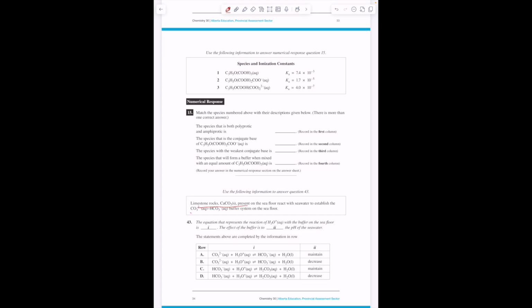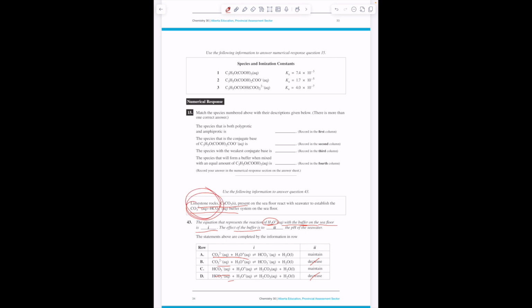Limestone rocks, buffer. We drop acid on that buffer. What's the reaction? Okay, so which reaction? Okay. The effect of the buffer is to, well, it's got to be to maintain. So it's got to be A or C. Okay, so that's the one I'm looking for.